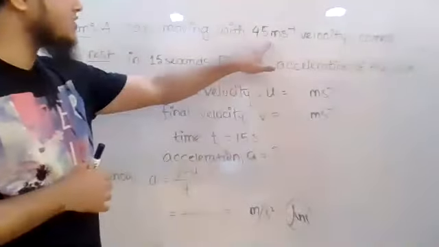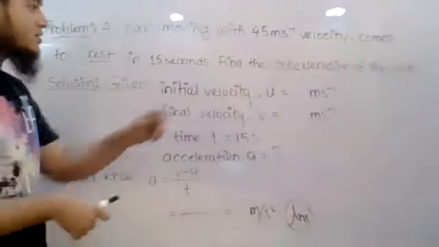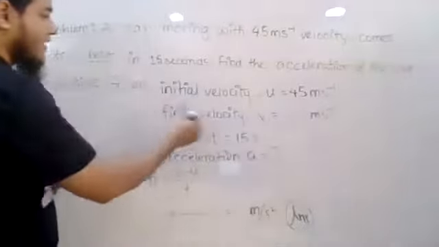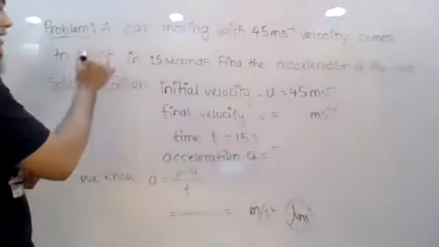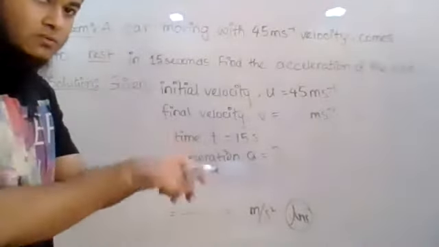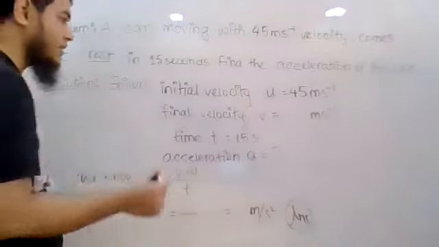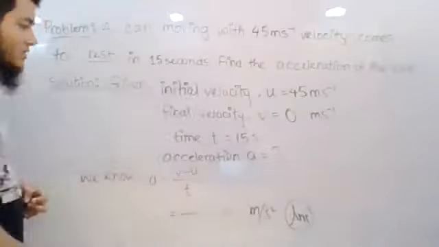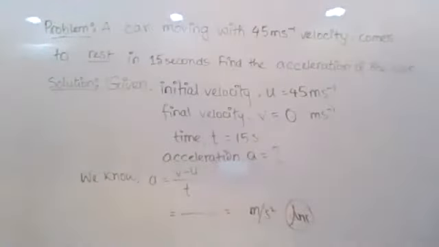Now this is the initial velocity. Let us write initial velocity u is equal to 45 meter per second. And the final velocity we got to know is 0, since it comes to rest. And the time is still the same, 15 seconds. Now what is it going to be?